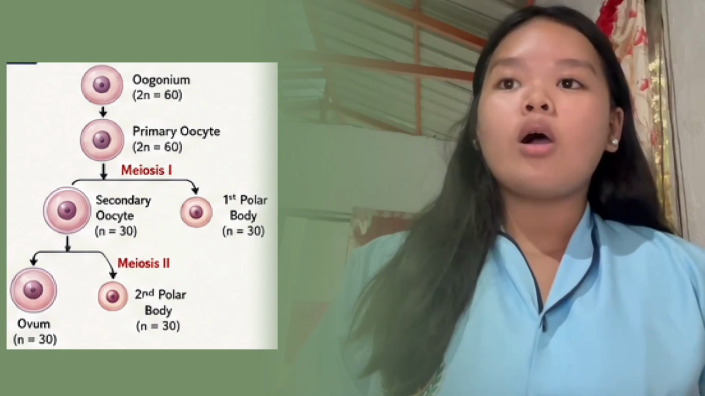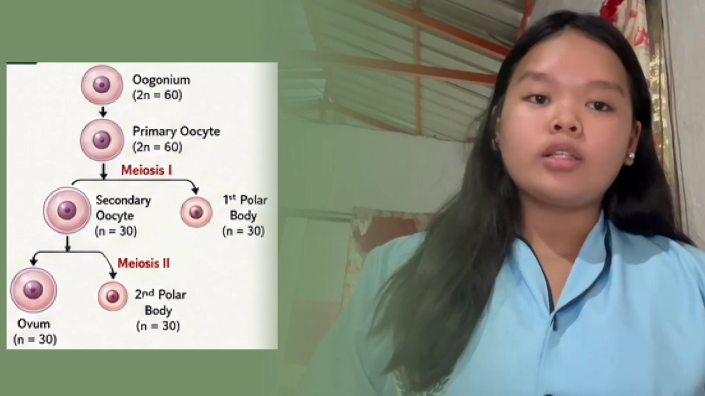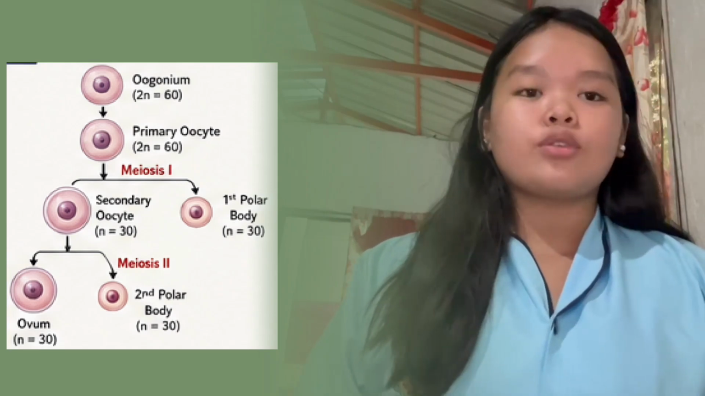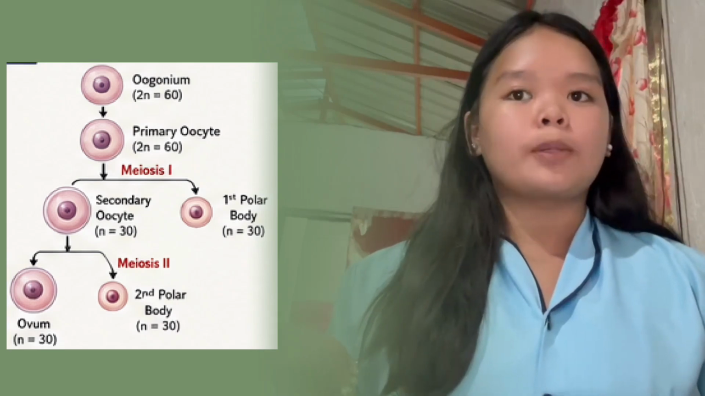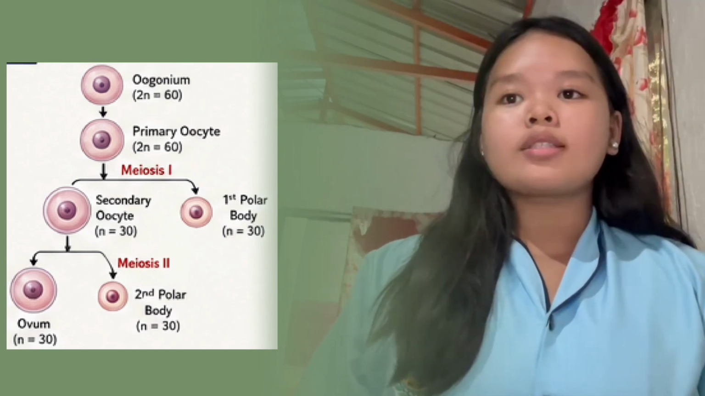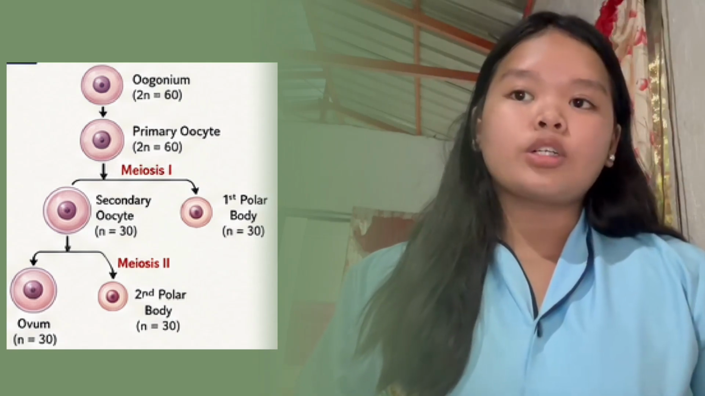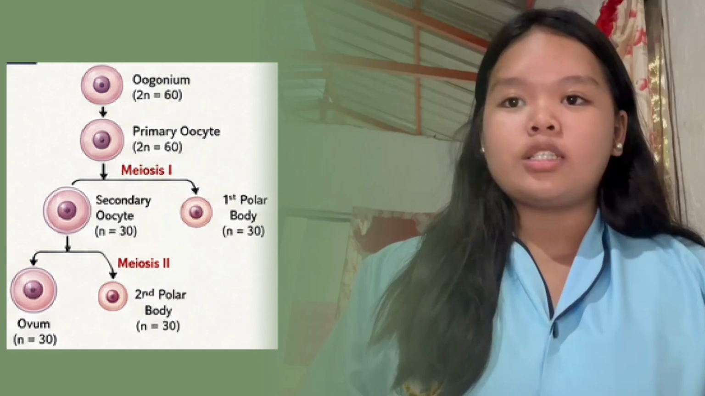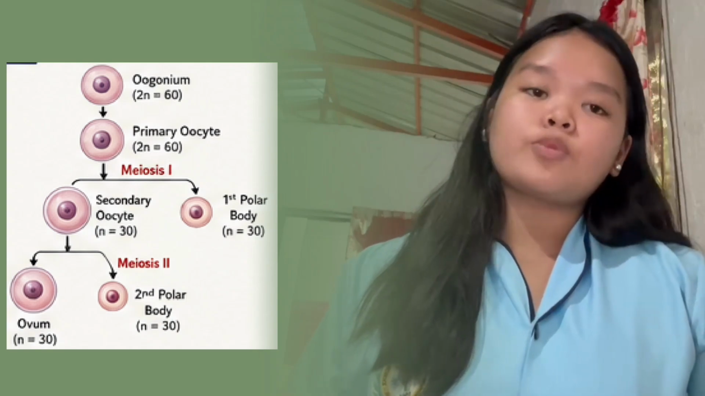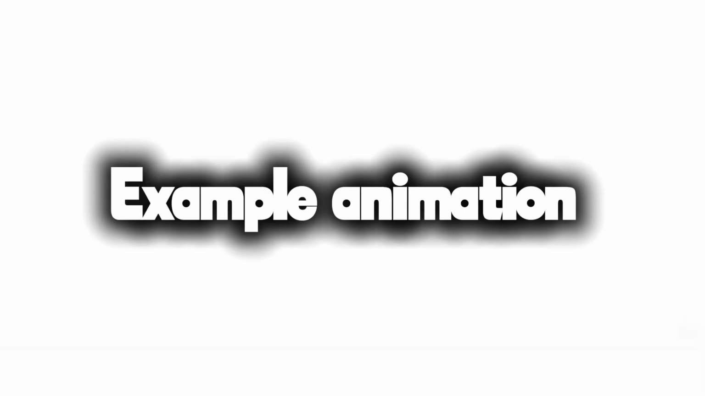The primary oocyte then enters meiosis 1. During meiosis 1, the primary oocyte divides into two cells, a large secondary oocyte and a small first polar body. The secondary oocyte undergoes meiosis 2 and produces a mature ovum and the second polar body. At the end of oogenesis, only one functional egg cell is produced, while the polar bodies eventually degenerate.